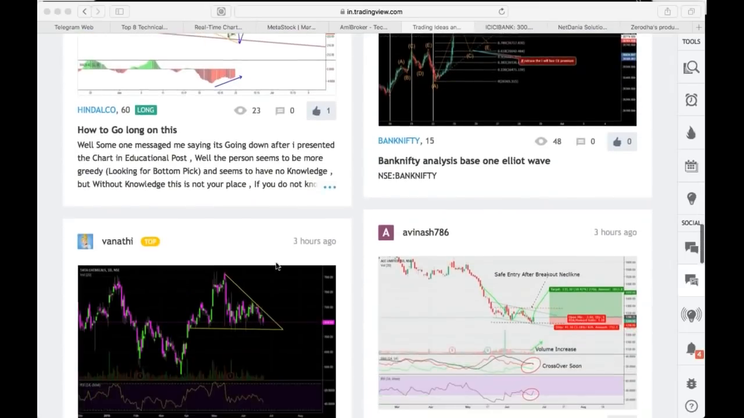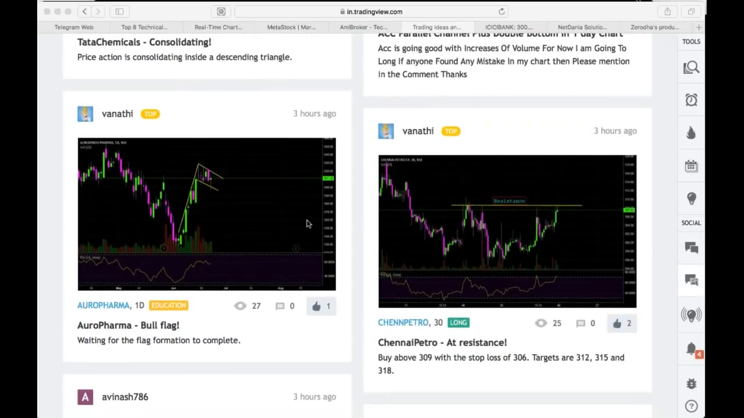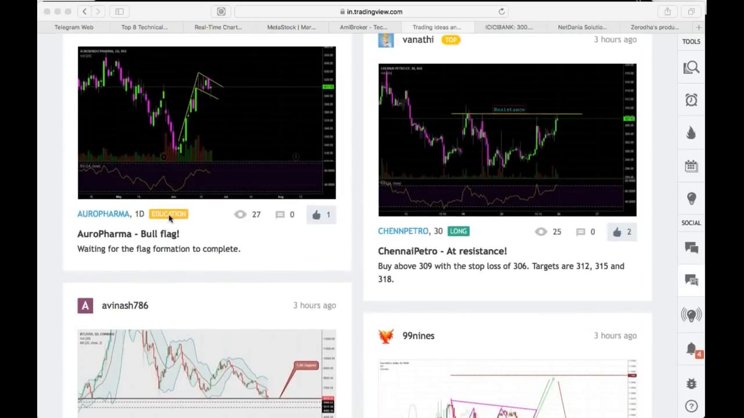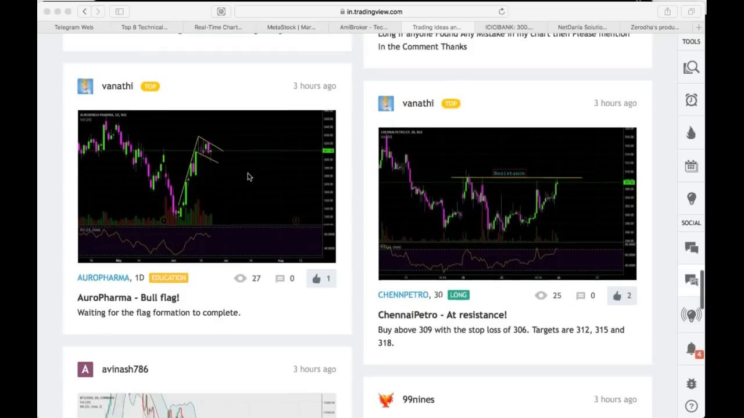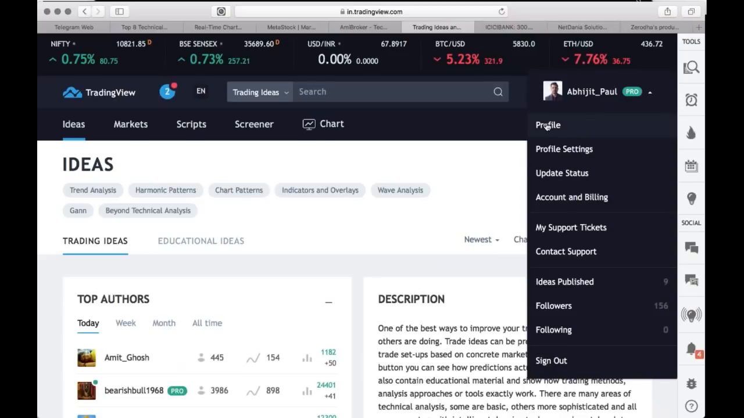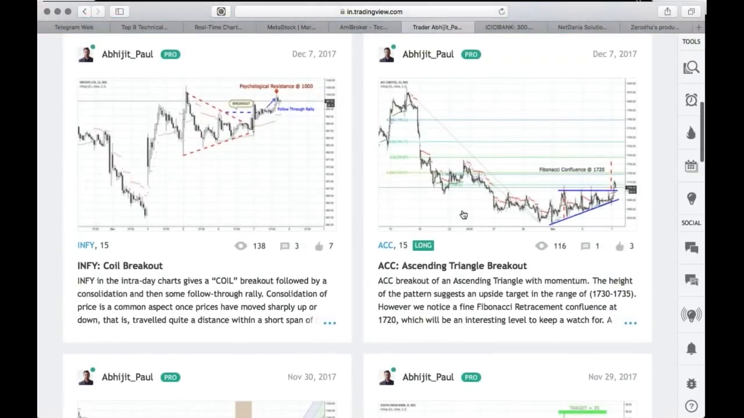So you browse through various posts of technical analysts. As you see over here, it says education, right? So Vanathi is essentially posting stuff which is educational in nature, and has posted something like a flag. Similarly, when I got into it, I had posted a few things. You can come to my profile. I haven't posted anything over the last few months, but yes, these are the things that I've posted.